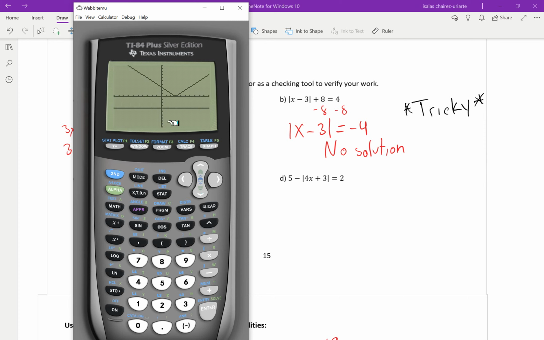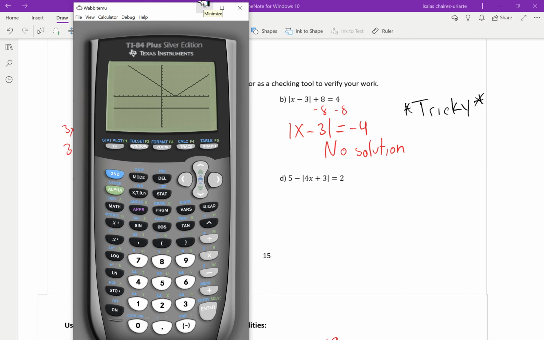And what you can see here is that this curve, the absolute value part, will never intersect the line y equals -4. That's why this has no solution. So if you found solutions to this, they are not real solutions. So just be careful. Anytime that you have an absolute value and then an equals or an inequality and then you have something negative on the other side, you should just pause for a second and remind yourself the absolute value part should always be positive.